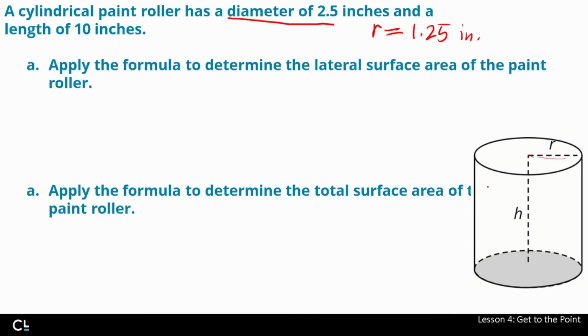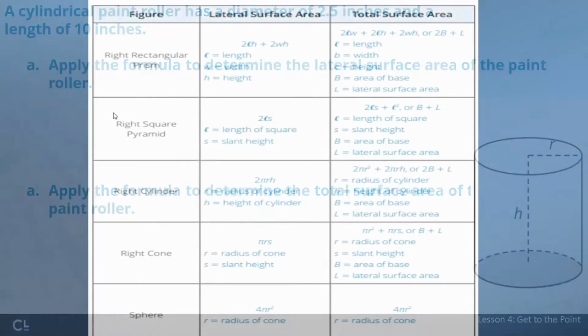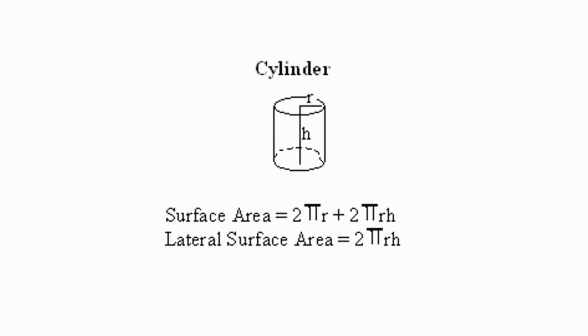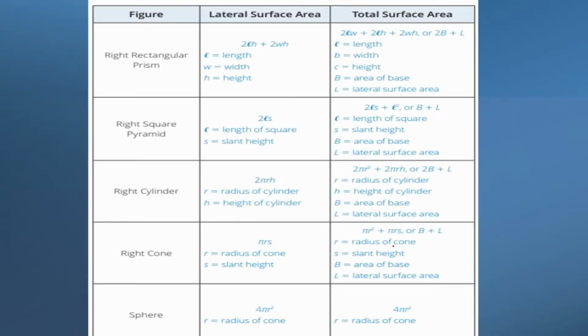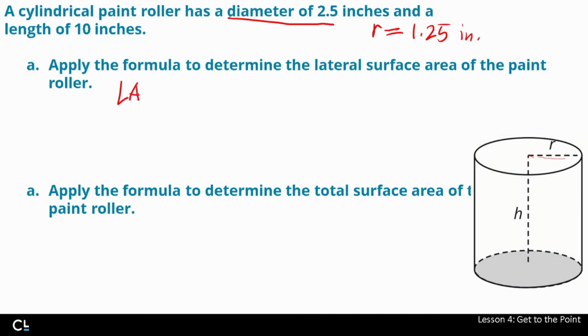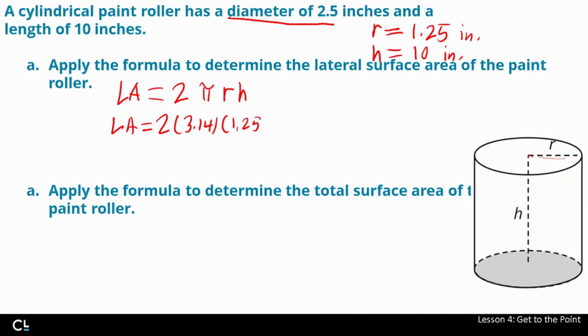The question says apply the formula to determine the lateral surface area of the paint roller. This is a cylinder, so we need to find the lateral area of the cylinder. Let's go to our cylinder screen. It says the lateral surface area is 2 pi r h. So let's write that: LA equals 2 pi r h. We know that r is what we have up here, and h, which is the length of the paint roller, is 10 inches. So we can plug these in. We get lateral surface area is 2 times 3.14 times r, which is 1.25, and then h is 10.